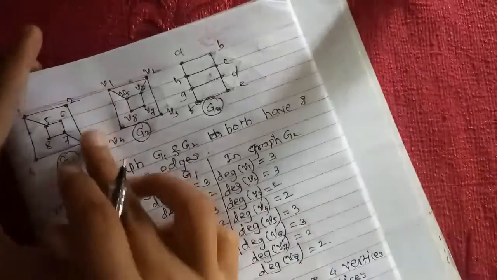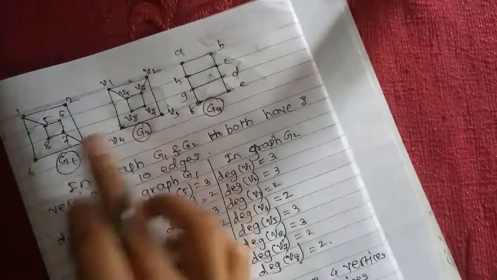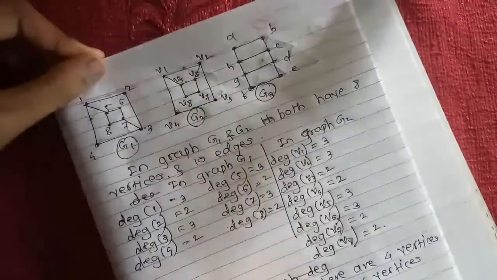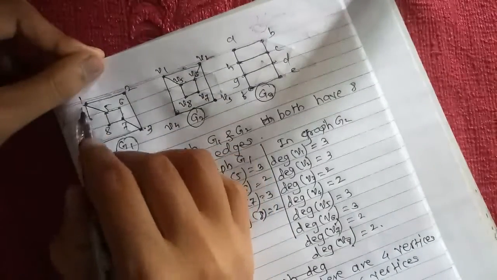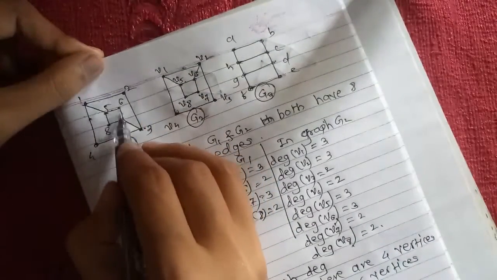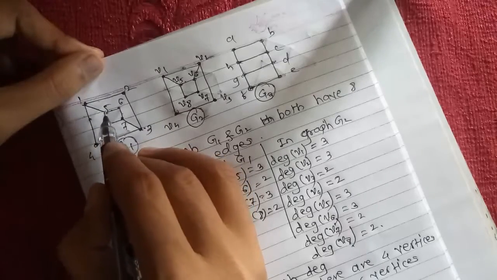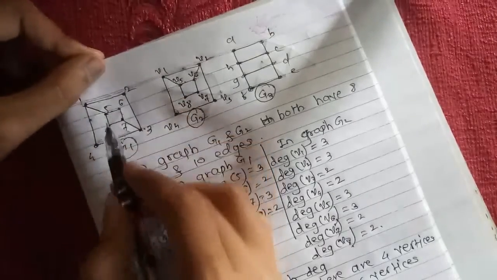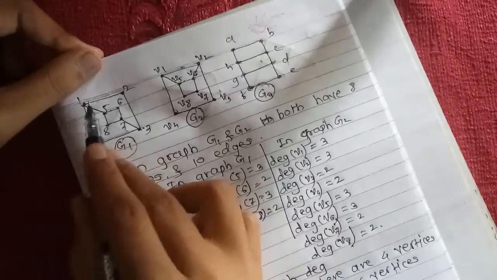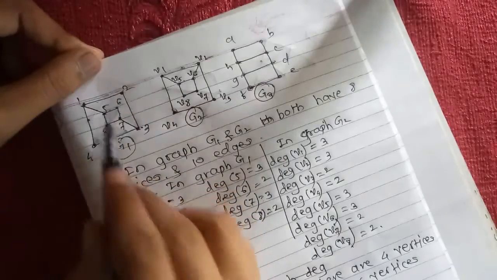Now we check the cycles and length of cycles. In graph G2 the first cycle is 1, 2, 3, 4, 1, the outer cycle, second is the inner cycle 5, 6, 7, 8, 5, right? Next cycle is this cycle and the last cycle is this one.